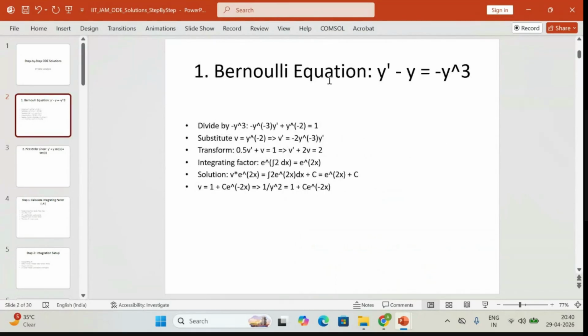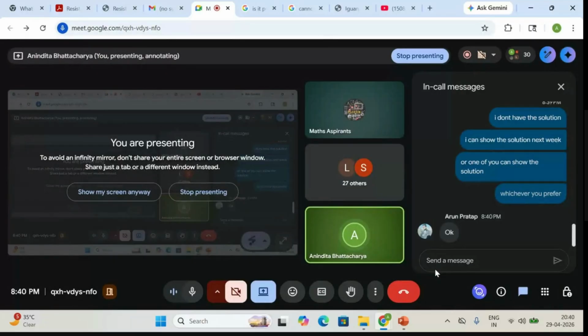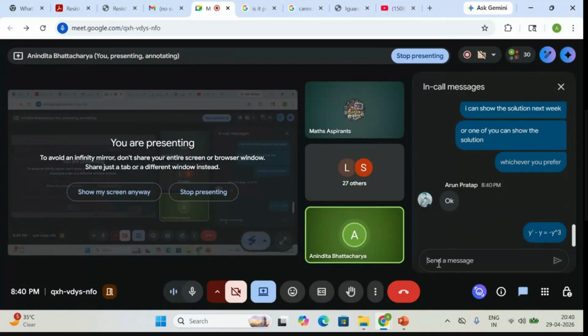So let us now work on the Bernoulli equation problem. This is the Bernoulli equation. Thank you for being so understanding. Try and solve it.